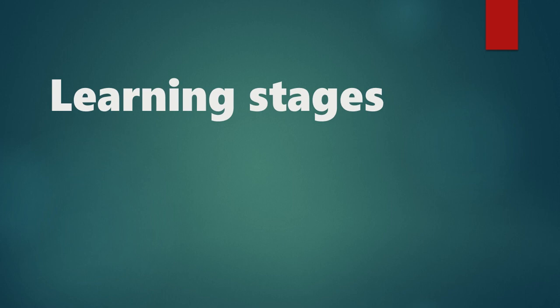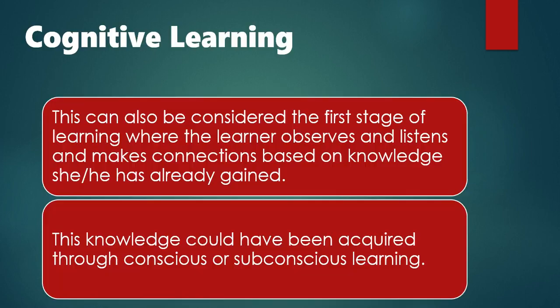As we know, we are learning every day of our lives from the moment we are born. Without realizing it, we have been employing at least one of the stages of learning to gain knowledge and grow as individuals. So there are some stages of learning, that is cognitive learning, associative learning, or autonomous learning, and we will discuss them one by one.